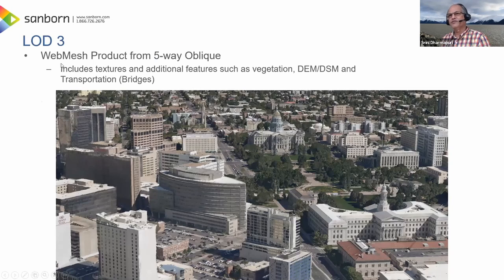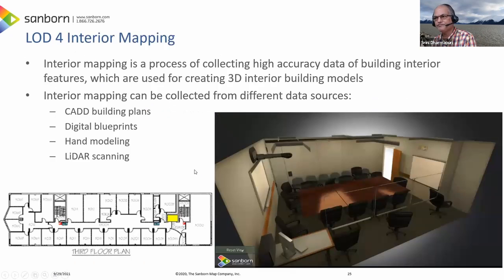And this is the web mesh product for the Denver downtown area. This is what we are going to show you in the demo with regard to our digital twin, which Jamison is going to show at the end. Primarily, we have used the oblique imagery and created the texture, and we also added additional features such as vegetation, DEM, DSM, as well as the transportation bridges. Everything has been added to the digital twin, which we are going to demonstrate at the end.